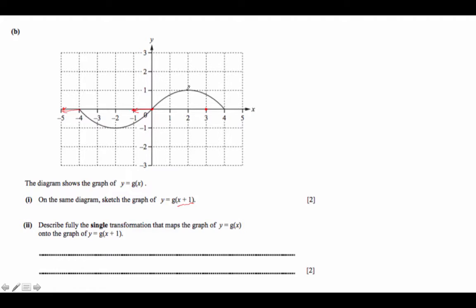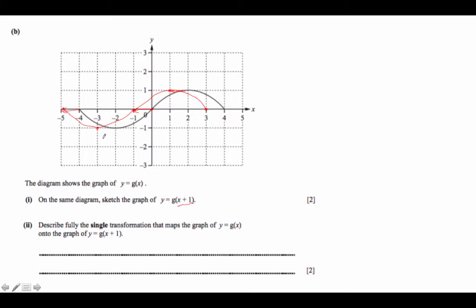And then there are also other clear points at the maximum, which is now going to be at 1, 1, back by 1. And the minimum, which is now going to be at -3, -1. And then we'll join them all together so that we can see that the graph has indeed shifted 1 unit to the left.